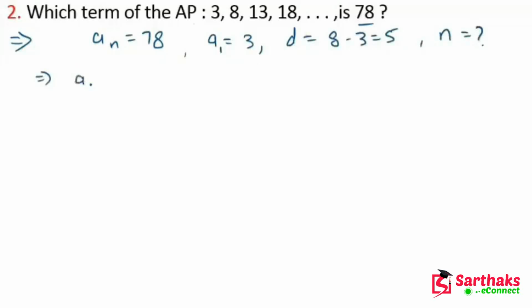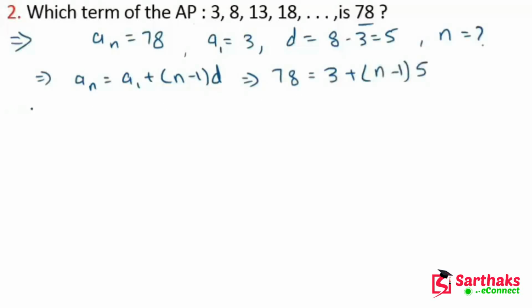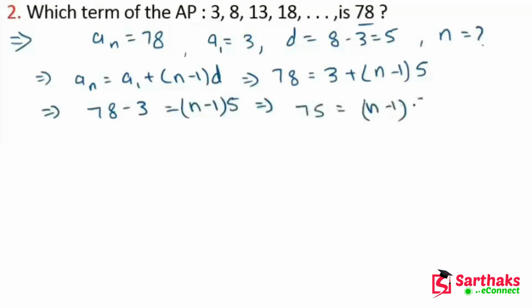Now we put the formula an is equal to a1 plus n minus 1 into d, and we know the value of an is 78. We know the value of a1 is 3, plus n minus 1, where we don't know the value of n, and the value of d is 5. Now 78 minus 3 is equal to n minus 1 into 5. We get 75, which is equal to n minus 1 into 5. Now if we divide 75 by 5, we get n minus 1.